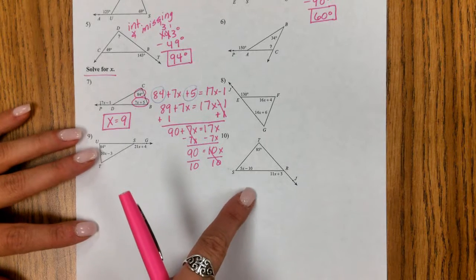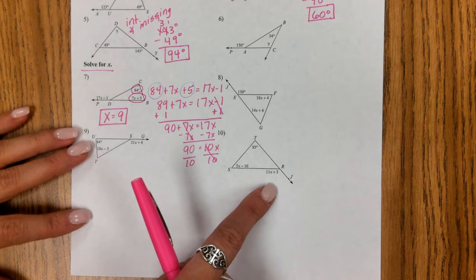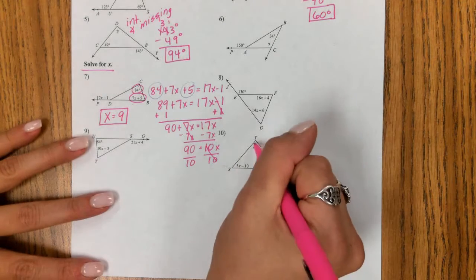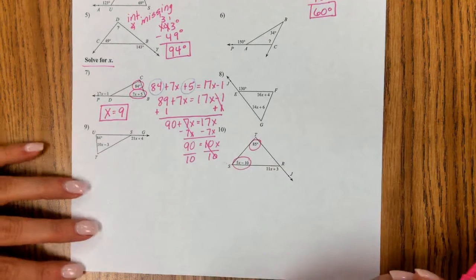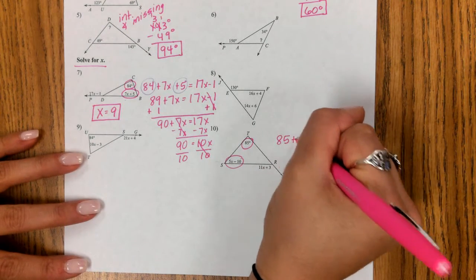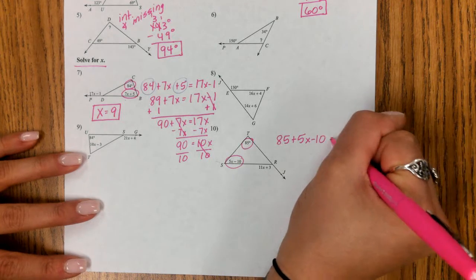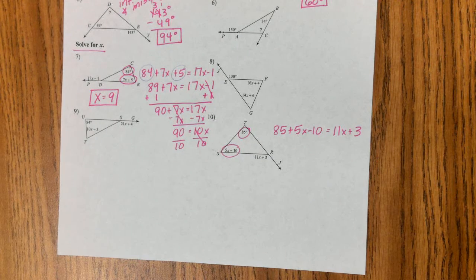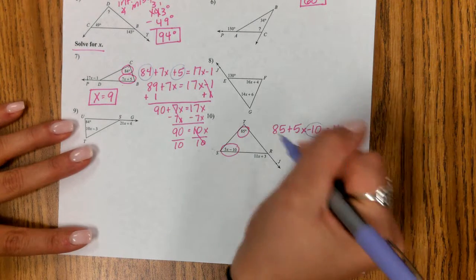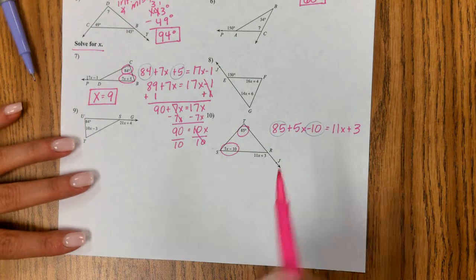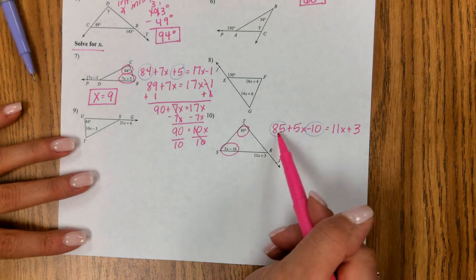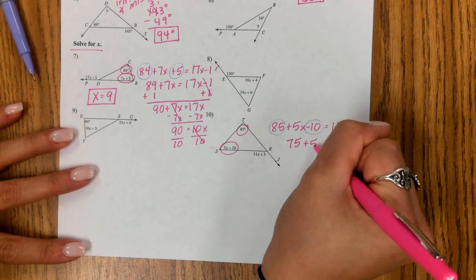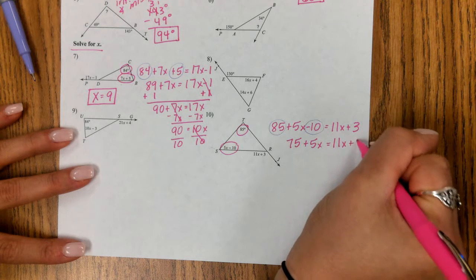So let's look over here at this problem. Notice that, again, it's the same thing where we have an exterior angle. Two of the interior angles are given. These two, again, equal that outside angle. So 85 plus 5x minus 10 equals 11x plus 3. Okay, so again, what's my first step? I'm going to combine my like terms. So 85, again, you always want to get that symbol in there, because here we're not adding, we're actually subtracting. So 85 minus 10 is 75. We add 5x to that. That equals 11x plus 3.